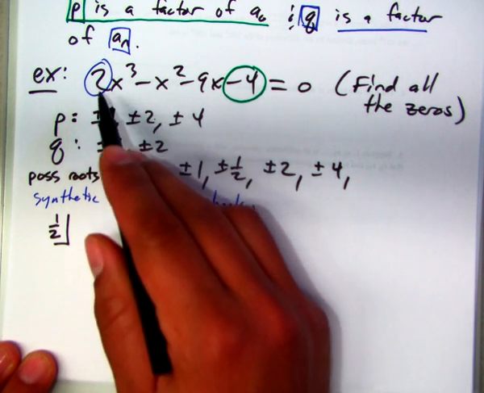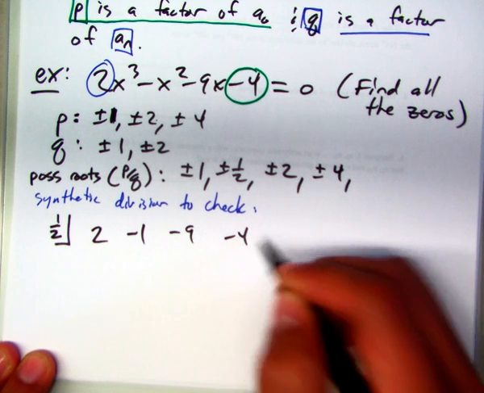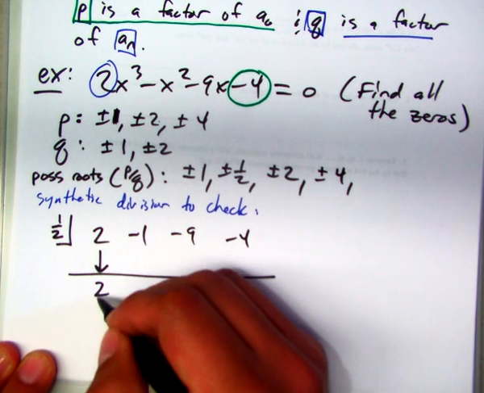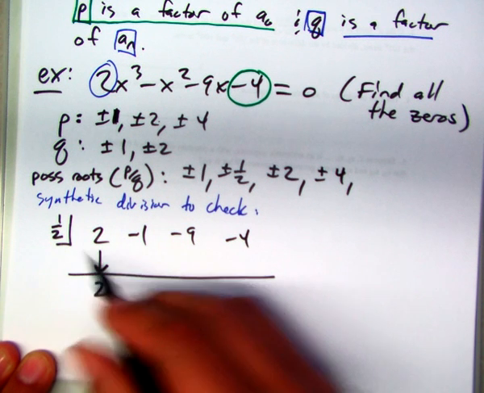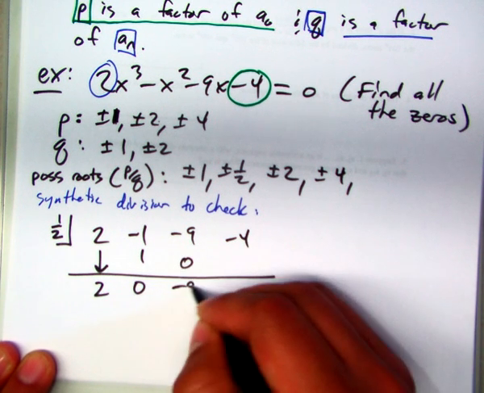write down the coefficients: 2, -1, -9, -4. Bring down this first number, you get 2. 2 times 1/2 is 1. Then you get 0. 0 times 1/2 is 0. You get -9.